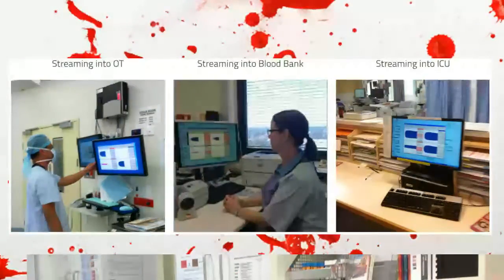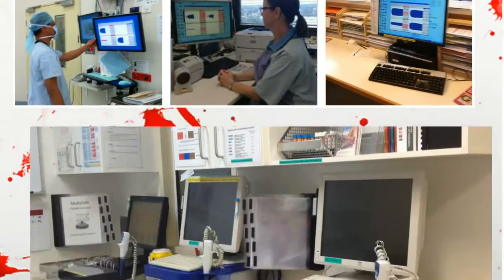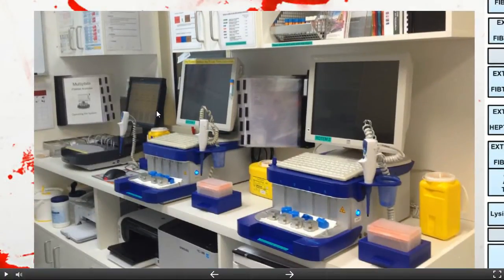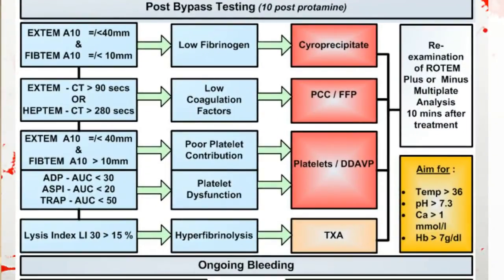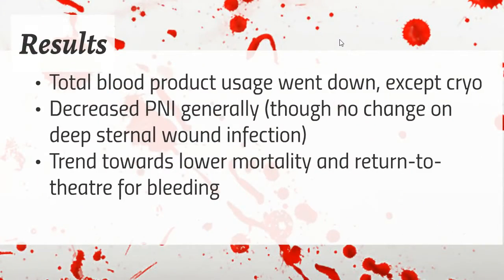And this is their setup. So they had a ROTEM machine sitting elsewhere, and it was streamed live into theatre, into blood bank and ICU. These are 2 ROTEM machines, in fact, and this is a multiplate analyzer in the background here. This is a big part of the story, but unfortunately we don't have time to go into it today. This is their protocol. I'll just skip over it, except to briefly mention that it's pretty much the same as what we were just talking about. So if you have an EXTEM that's less than 40, so that's step 2 of the process, and then your FibTEM is less than 10, then the answer here is cryo or fibrinogen concentrate if you live in Europe.